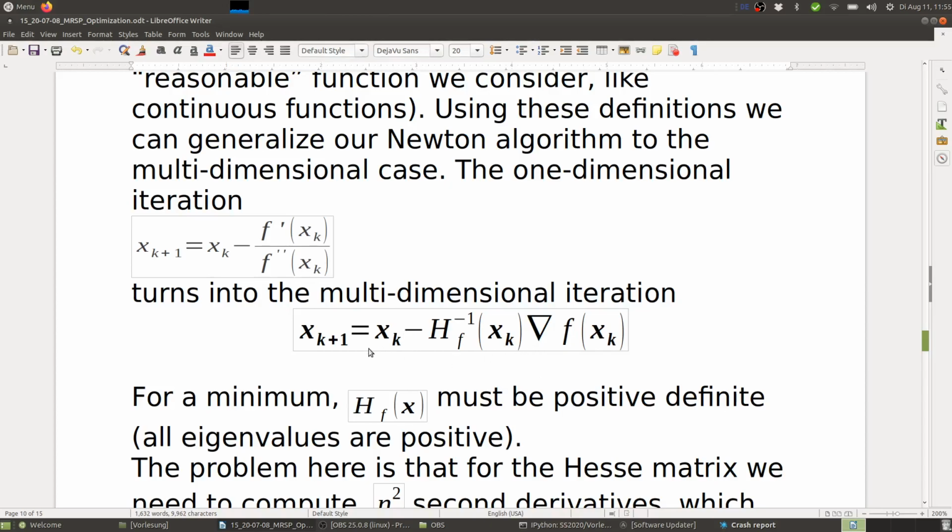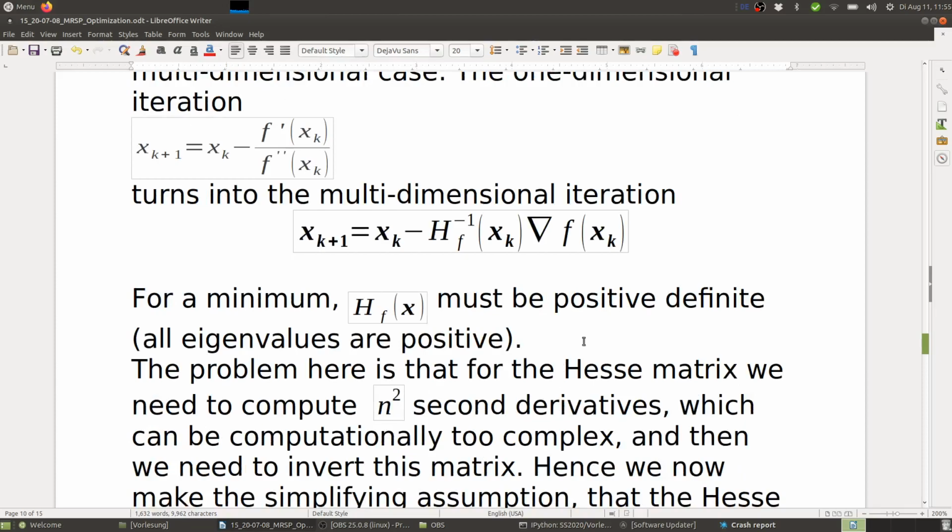But apart from that, this Newton update works. So we have the new vector is the old vector minus the inverse of the Hesse matrix times the gradient of f at point xk. And for a minimum, this Hesse matrix now must be positive definite, which means all eigenvalues are positive. So this corresponds to the second derivative being larger than 0 in our one-dimensional case. So here it is the eigenvalues of the Hesse matrix which must be positive.